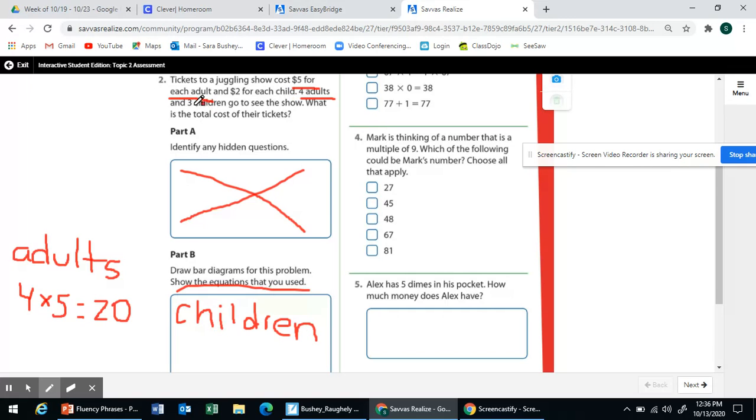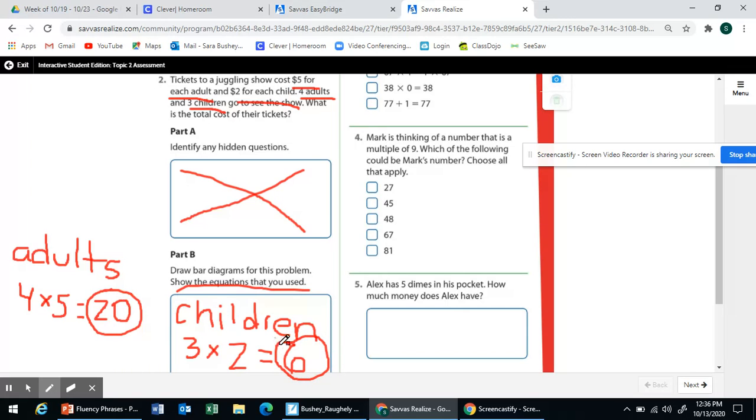So for the children, you have 3 children going to the show, 3 children because those are my 3 groups, and the children are $2 a piece. So then I do 3 times 2, and you should get, everybody write down your answer. You should have written down 6. 3 groups of 2 or 2 groups of 3 equals 6. So now it's $20 for adults and it's $6 for children.